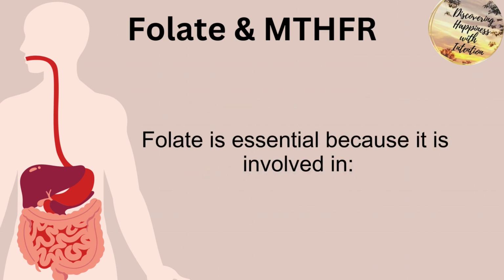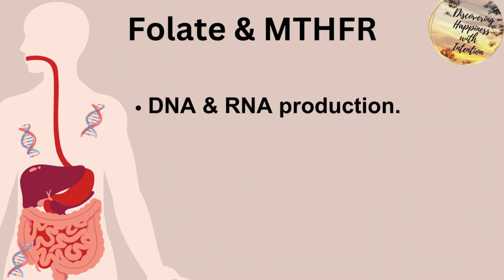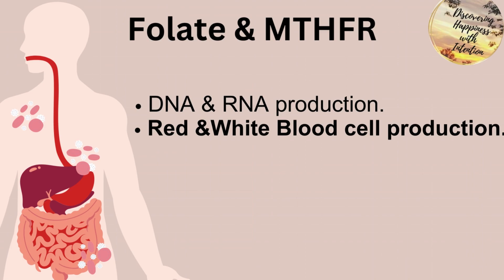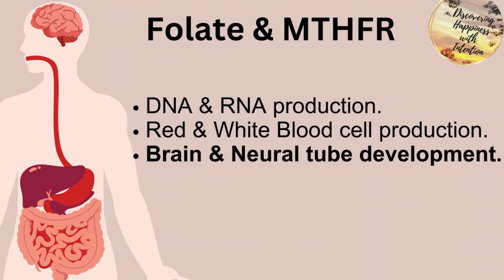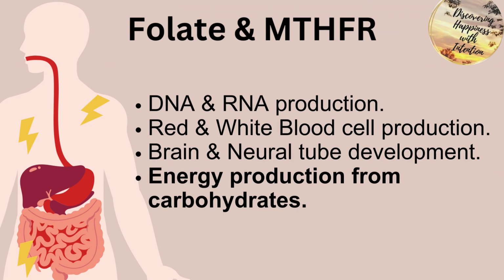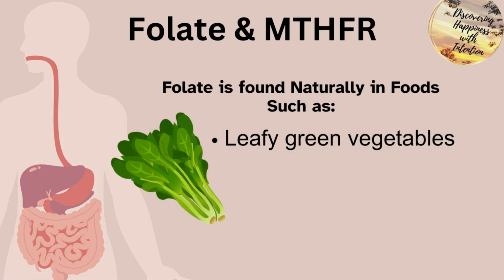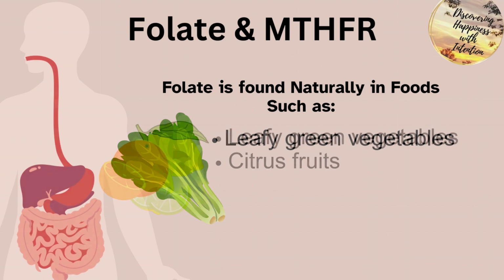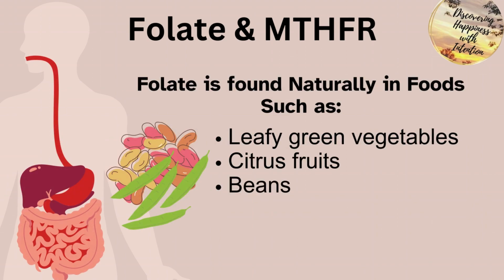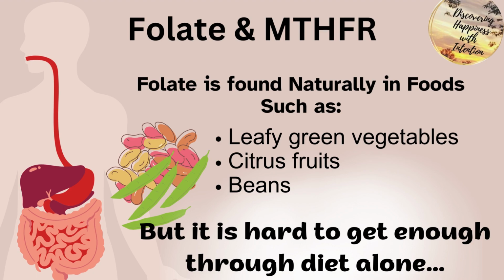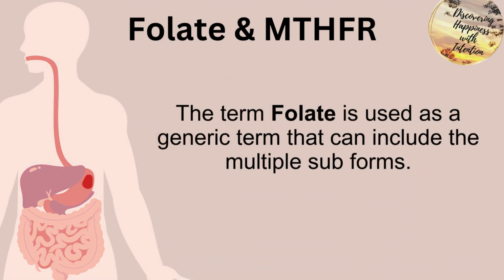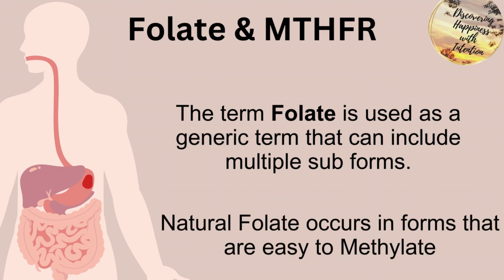And it is essential because it is involved in DNA and RNA production, red and white blood cell production, brain and neural tube development, and energy production from carbohydrates. So, folate is naturally found in foods such as leafy green vegetables, citrus fruits, and beans, but it is hard to get enough folate through natural forms in our diet alone. So the term folate is actually used as a generic term that can include all of its multiple subforms.